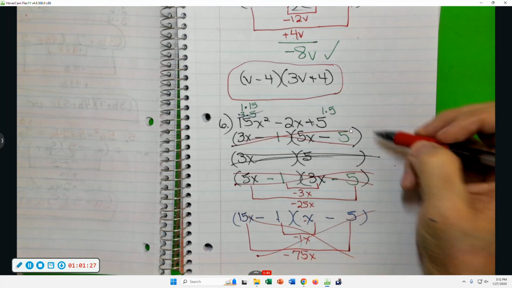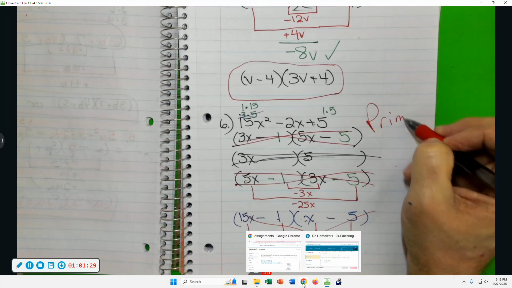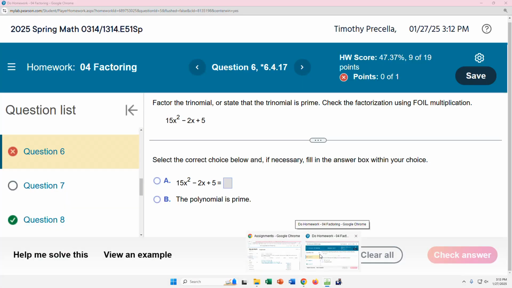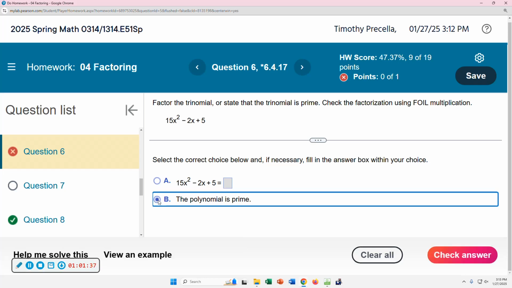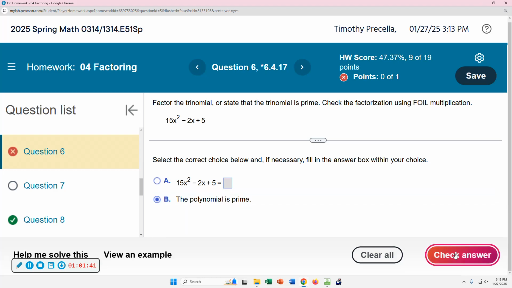It's prime. You cannot factor it. It can't be written as a product. So if you go through all the possibilities and you can't get it factored, then the polynomial is prime.